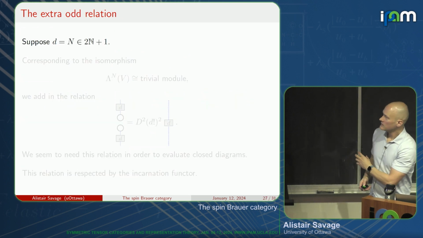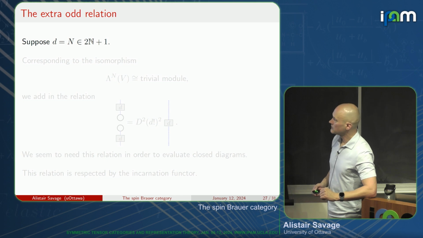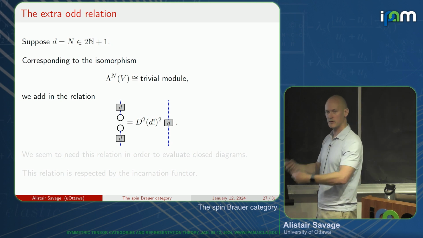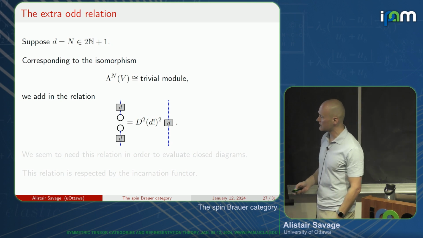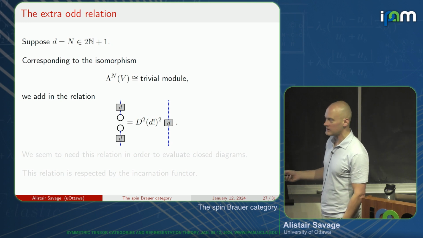Okay, so now let's suppose we're in this case where n is odd. So we have this isomorphism. This highest exterior power is isomorphic to the trivial module, so we want to enforce that in the diagrammatic category. It turns out this is what we want. If you look at this left-hand side, on the bottom we've got this anti-symmetrizer.